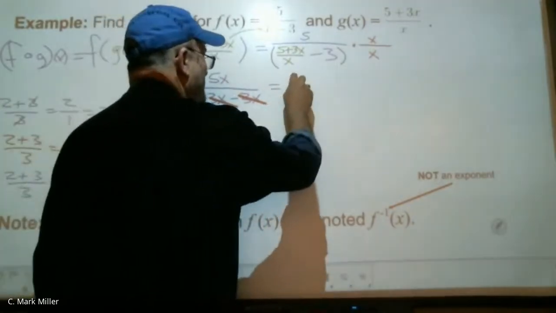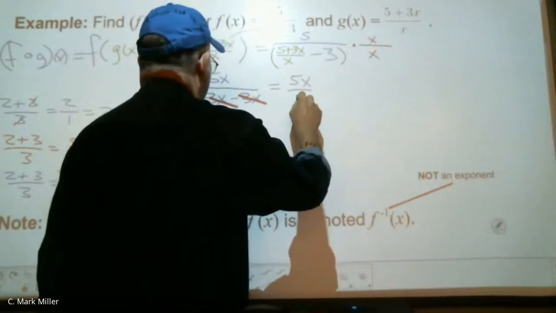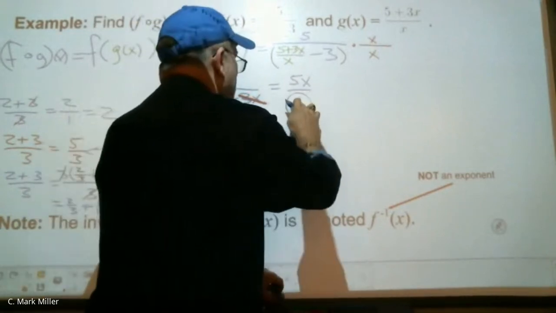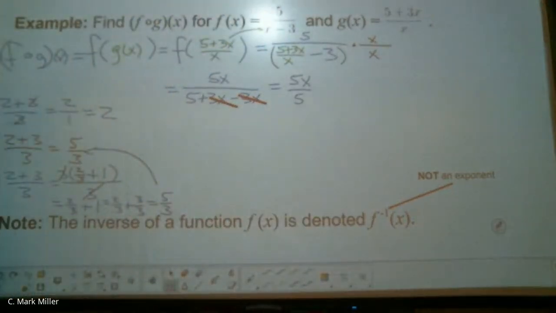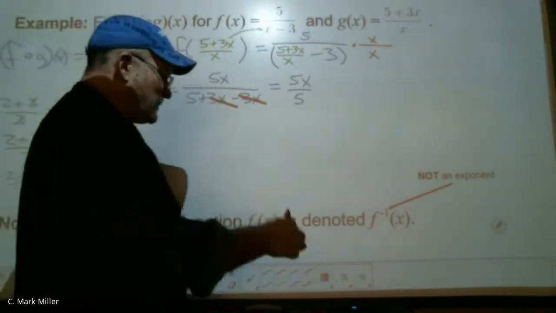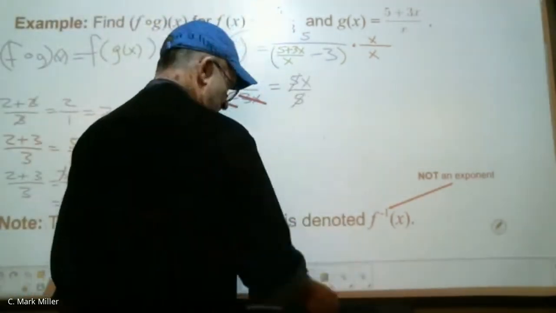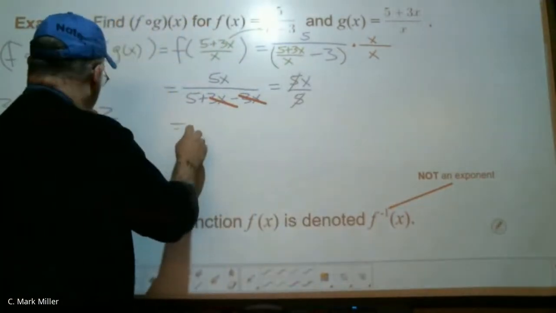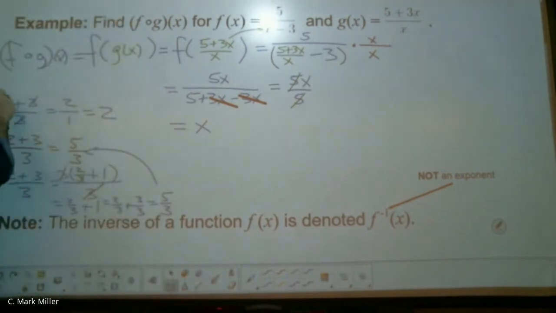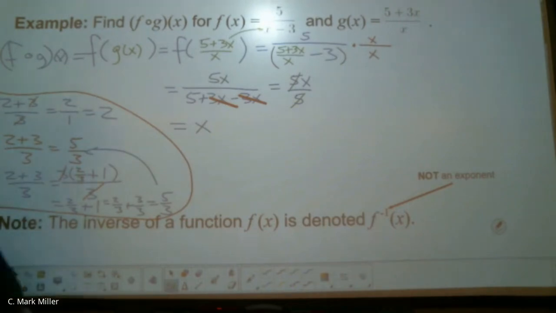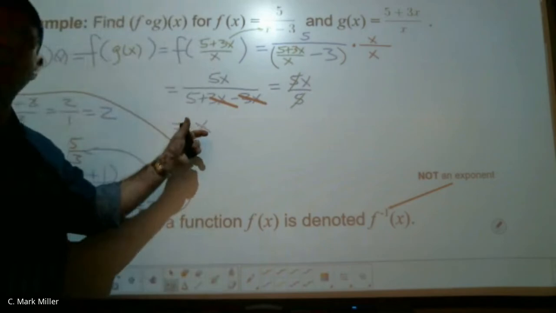This is 5x over 5. Enough of that. No fun in algebra class. Cancel the 5s. That gives you x. I'm going to put a little thing around this too. So what just happened? All of that just to get a lonely x back.